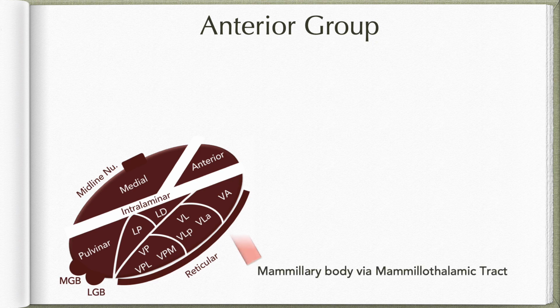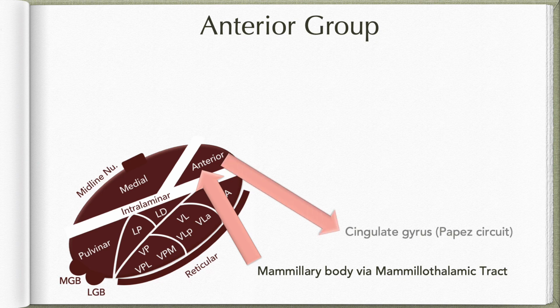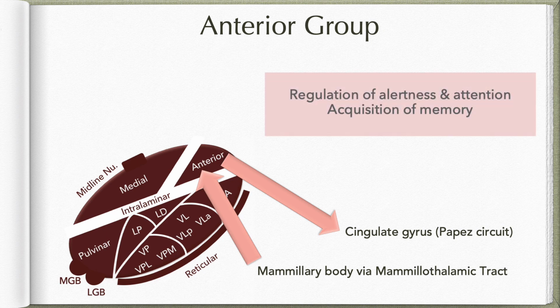Now, anterior nucleus receives its input from the mammillary body via the mammillothalamic tract, and it sends its output to the cingulate gyrus because the anterior nucleus of the thalamus is a part of Papez circuit. It is involved in regulation of alertness and attention, and as part of the Papez circuit, it is involved in acquisition of memory.